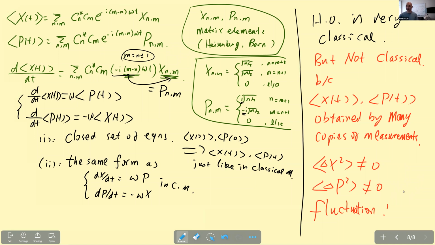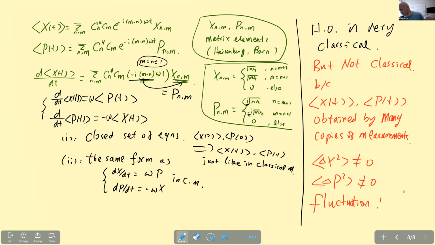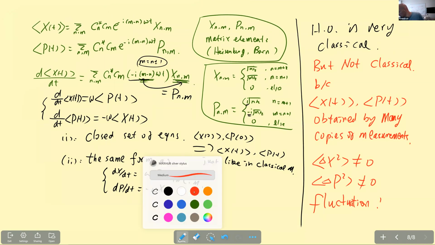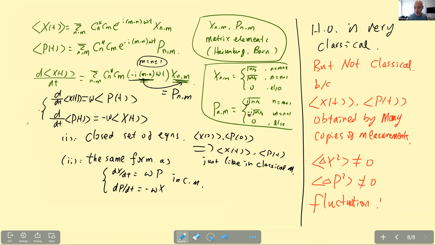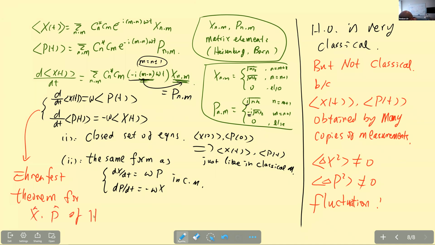By the way, this one is called the Ehrenfest theorem for X and P of a harmonic oscillator. So this is a special case of the Ehrenfest theorem. Any questions at this point?